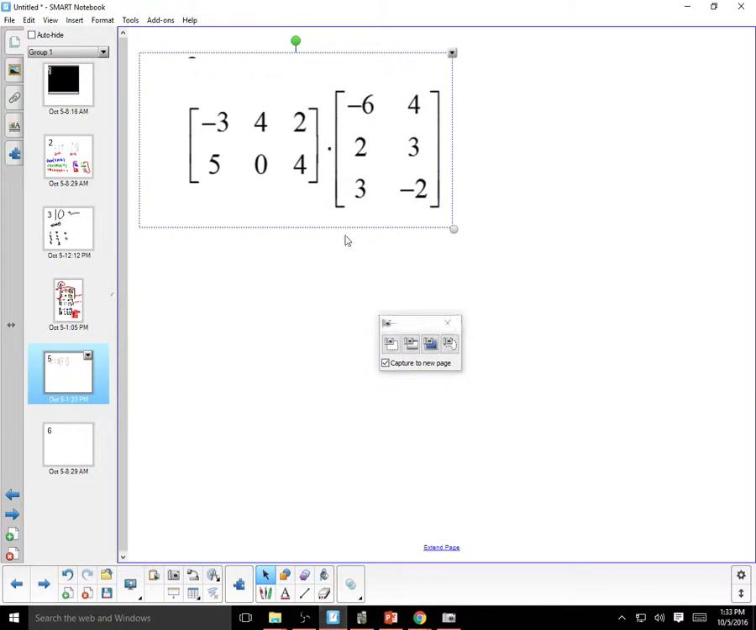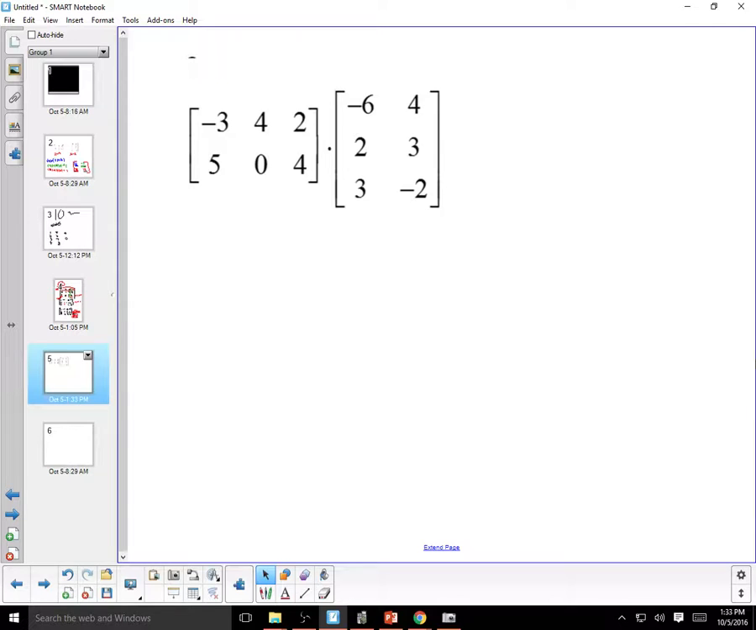Okay. I've got a 2 by 3 and a 3 by 2. Is that multipliable? What's my answer matrix going to look like? It's going to be 2 by 2.